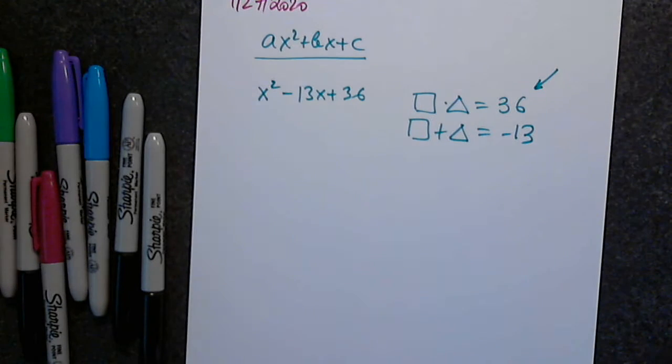If the product is positive, these two numbers must have the same sign. Do you all agree? Yeah. Because only two positives multiplied will give us positive 36, or two negatives multiplied will give us positive 36. Correct? Yes. Now this is the second step.